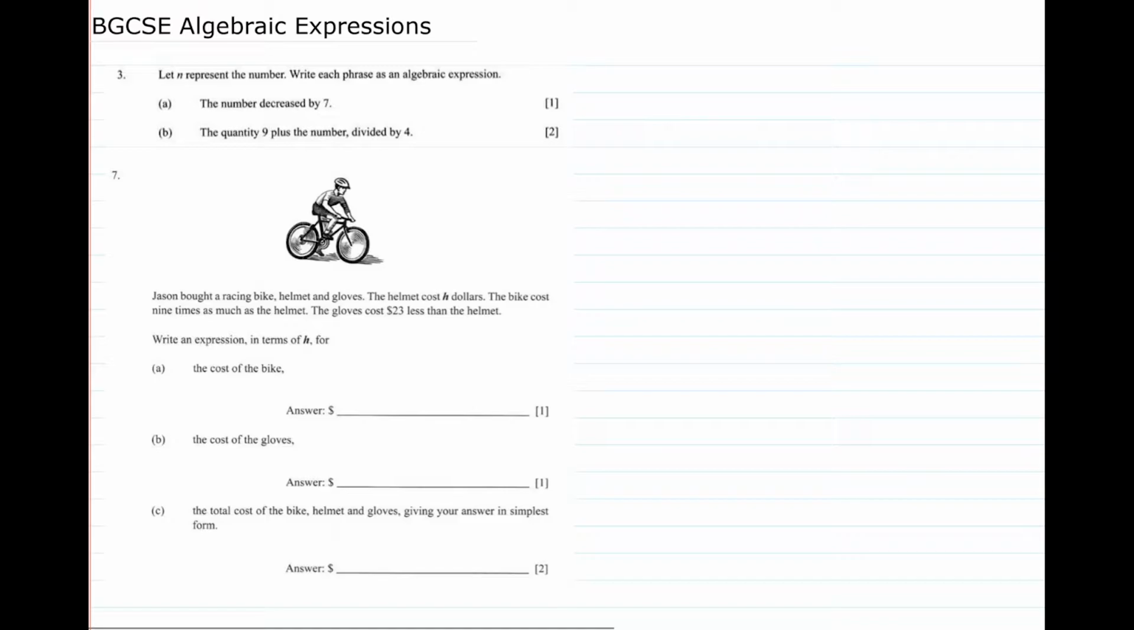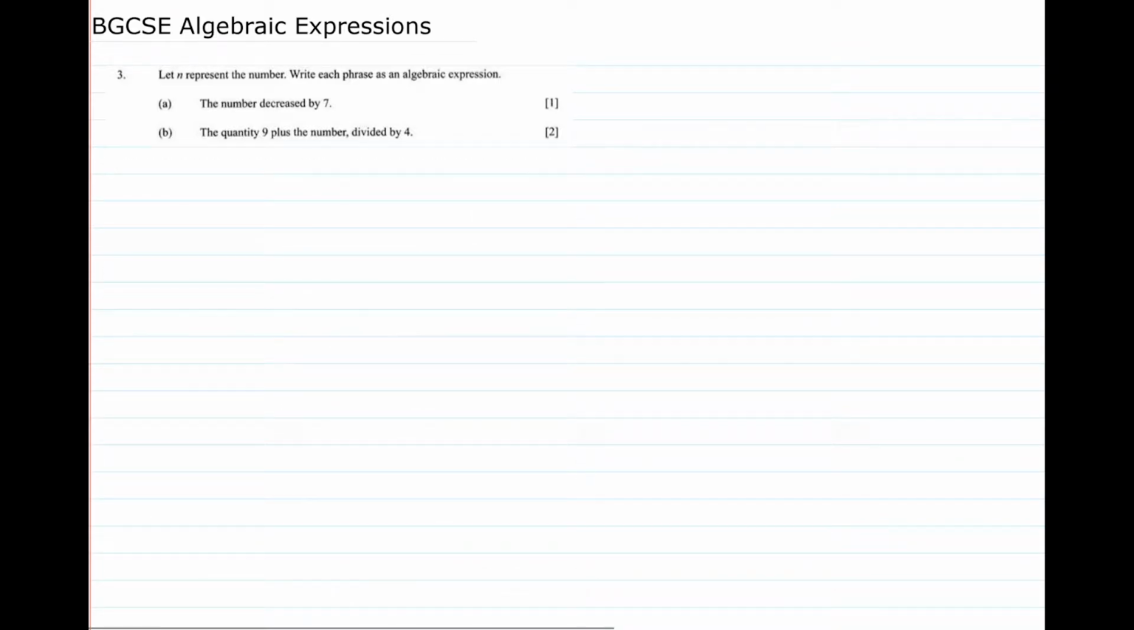So I'm going to go over 2 questions today, and let's just start with question number 3. So let me get number 7 out of our way. The question reads, let n represent the number. Write each phrase as an algebraic expression. Part A says we should write an algebraic expression for the number decreased by 7. So let's get down to what this means.